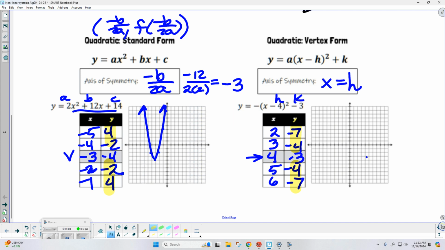Okay. All right. Let's see what this looks like. All right. So 2, negative 7. 1, 2, 3, 4, 5, 6. There's negative 7 right there. 3, negative 4. Okay, then I got 5, negative 4, and right there. Okay, so those are a little off, but that's good.